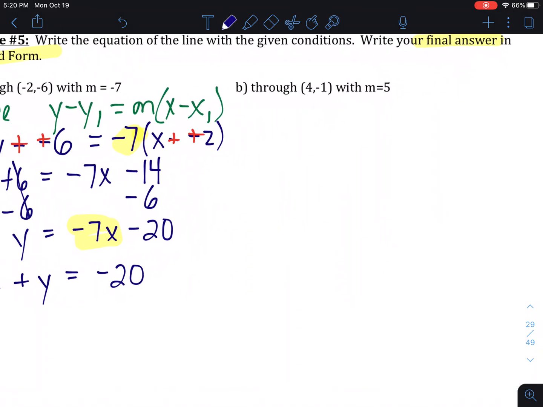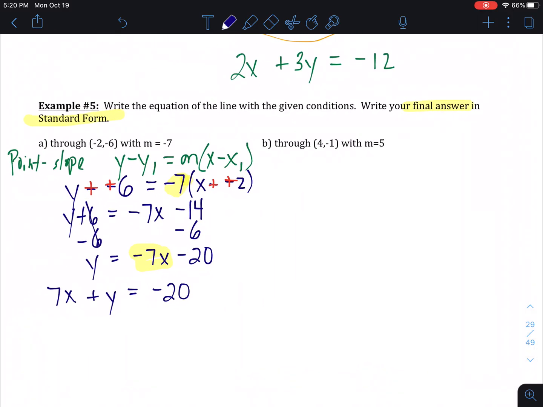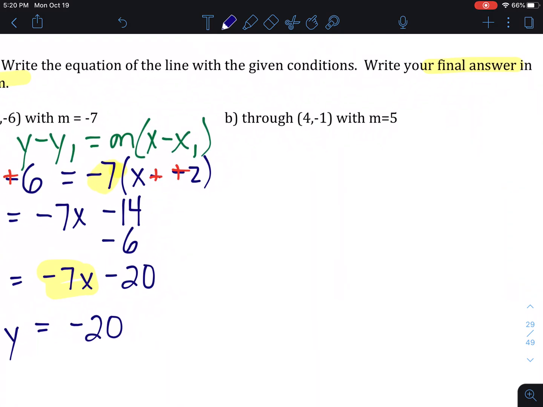Okay, let's try another one. Again, we're given the same information as letter A. We're given a point and we're given a slope, so we're going to start with the point-slope formula again, y minus y1. Please memorize the names of your formulas. So y minus y1 equals, and please remember your point, of course, it's kind of common sense, x1, y1. All right, y minus y1 equals m, parentheses, x minus x1.